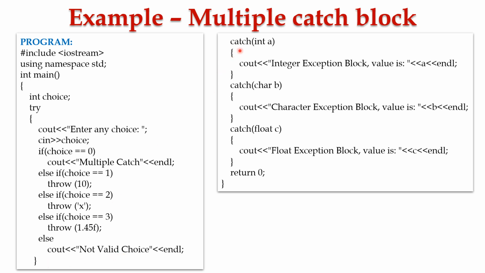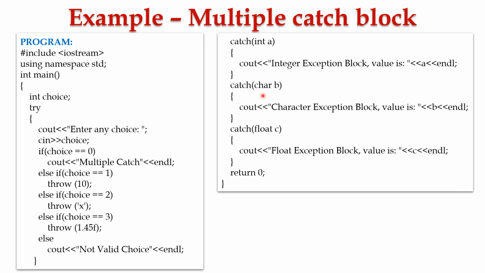Followed by the try block, we have multiple catch blocks here. In the first catch block, that is catch(int a), this specifies that this catch will catch the exception of type integer. So when an exception of type integer is thrown from the try block, the program flow will jump to this catch block and execute the cout statement, that is, "integer exception block value A" is displayed to the user.